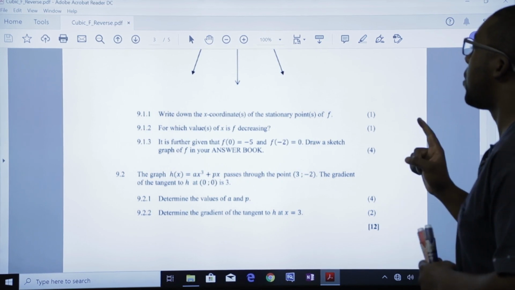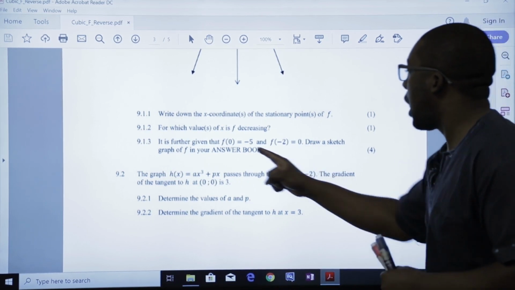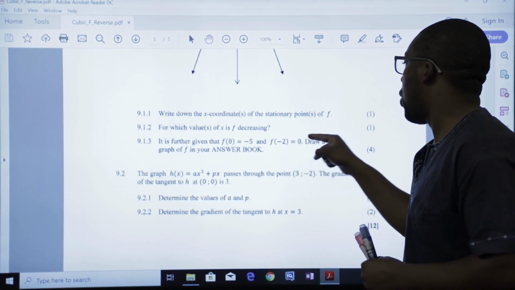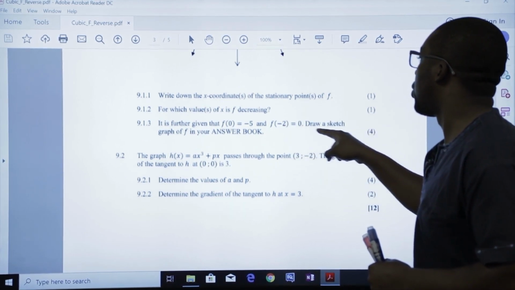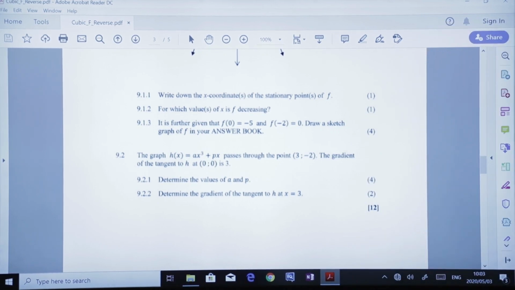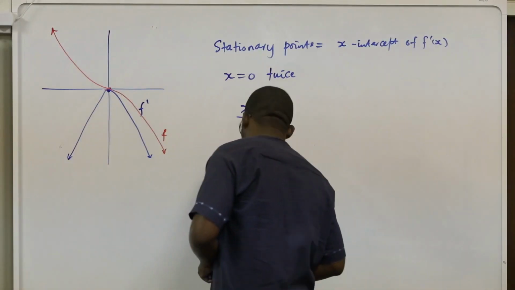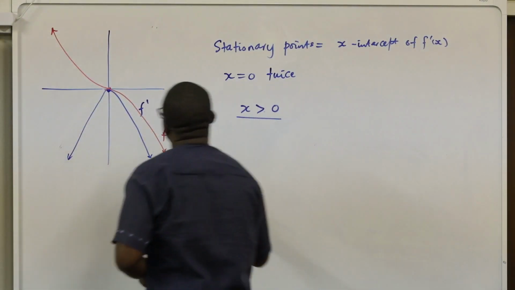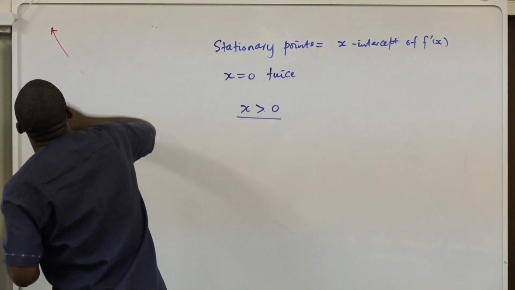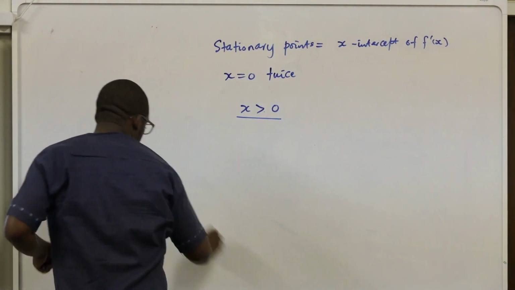9.1.3, it is further given that f of 0 is minus 5. f of minus 2 is 0. Draw a sketch of f in your graph. Now let me draw it as accurately as possible, given those two pieces of information.